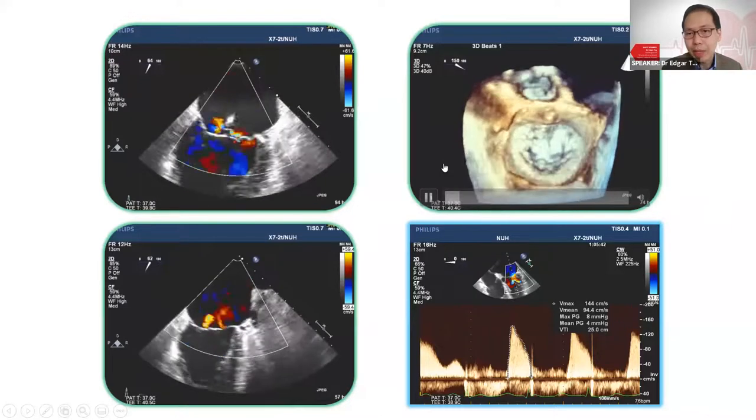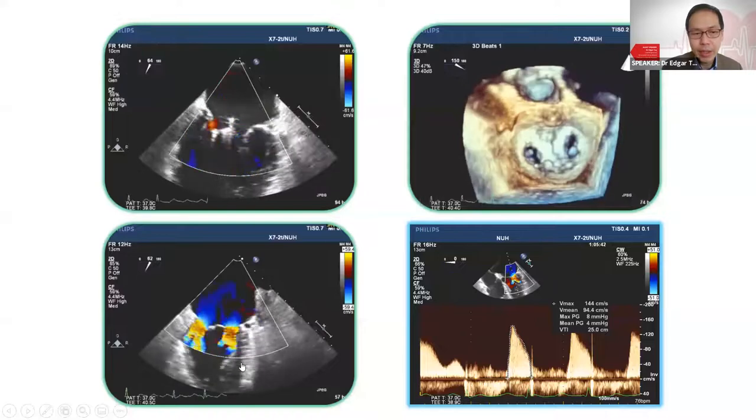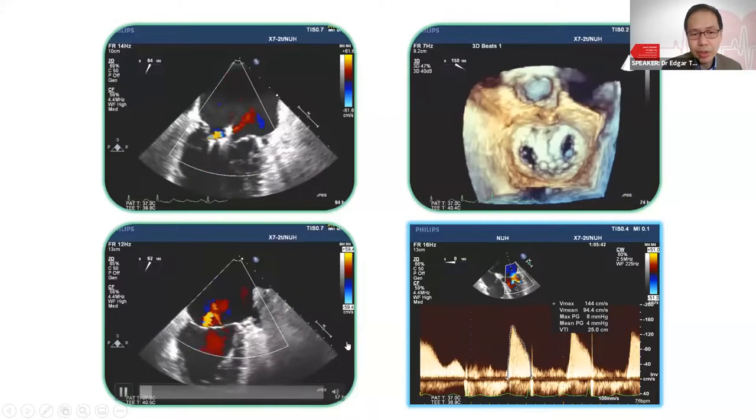So the current imaging capabilities are as good as the animation that you've seen. And here you can see that the amount of regurgitation is now reduced significantly.